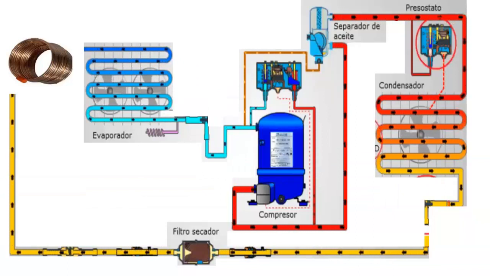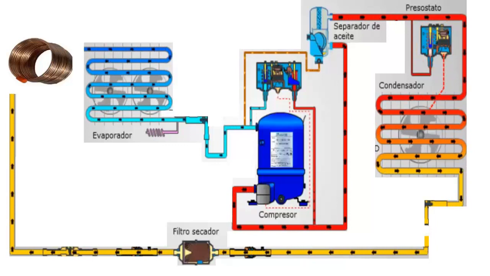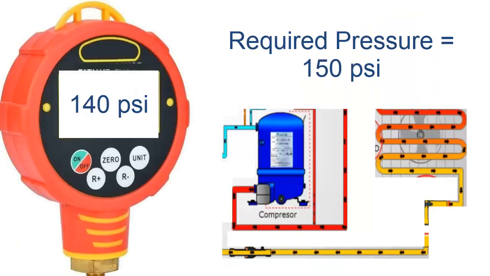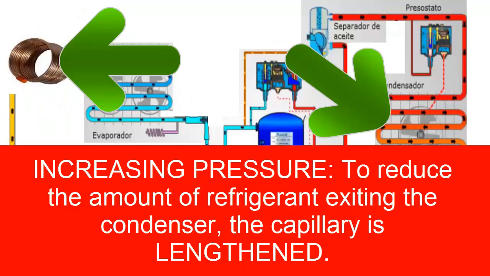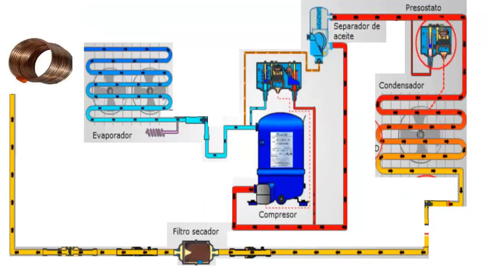On the other hand, in the condenser, when we are going to work with differences of 10 psi to work the length, when we need less refrigerant to come out in the condenser, then to get less, we increase the length of the capillary. Why? To put more restriction to the output. On the other hand, when we need more refrigerant to come out of the condenser, then what we are going to do is shorten the length of the capillary tube. In that way we are adjusting the final value.